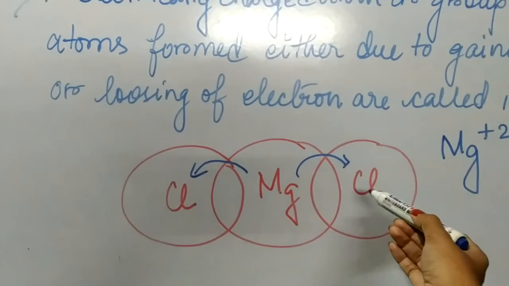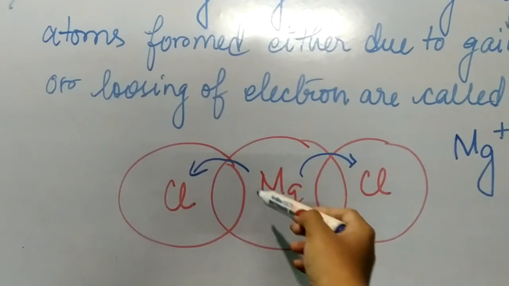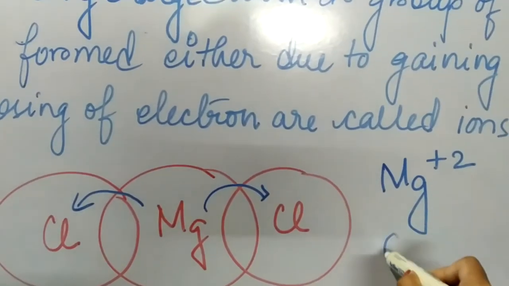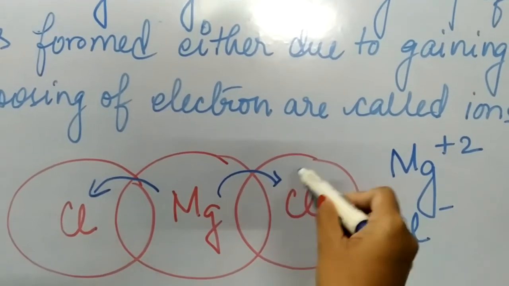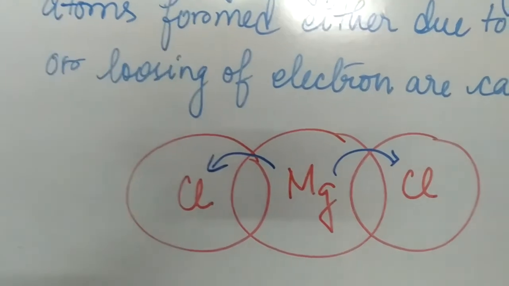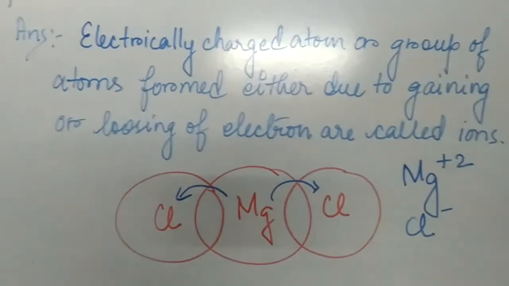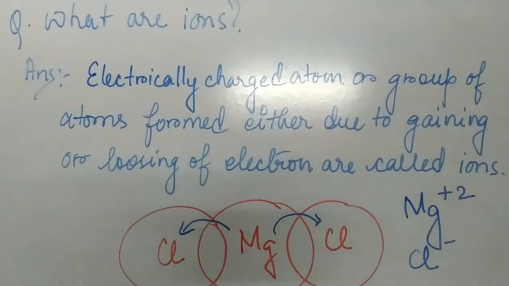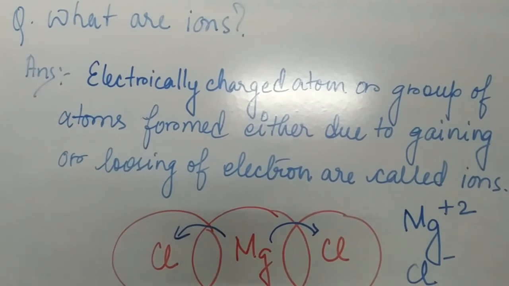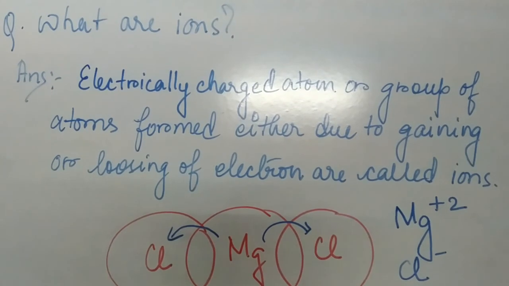Again, chlorine, it's an atom, electrically neutral. But when magnesium donates the electron to chlorine, then chlorine becomes Cl minus, meaning this chlorine gains one electron, and this chlorine atom also gains one electron. And after gaining that electron, it becomes an ion. So what is an ion? An ion is nothing but an atom which is electrically charged. And why is it electrically charged? Due to either gaining or losing of electrons.